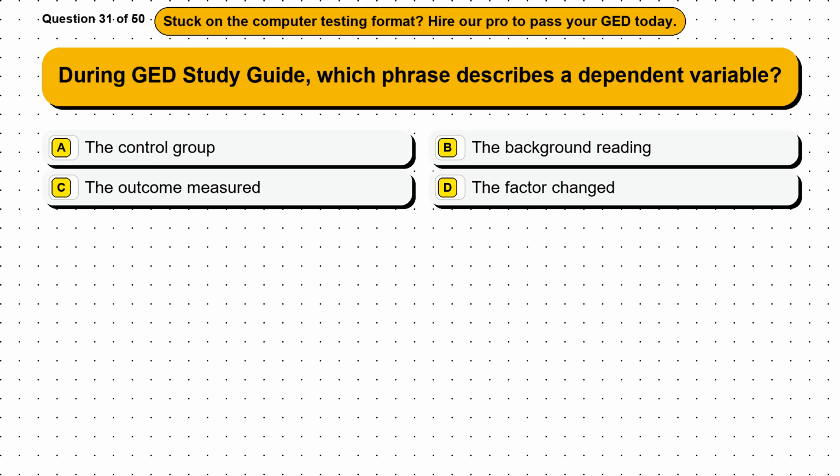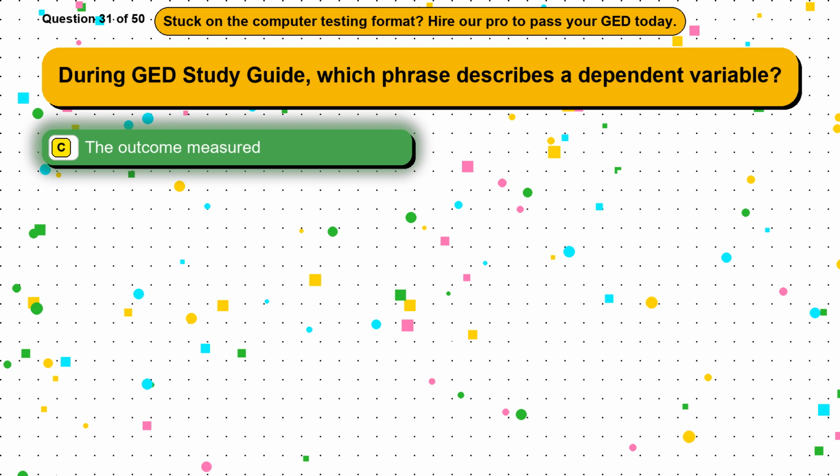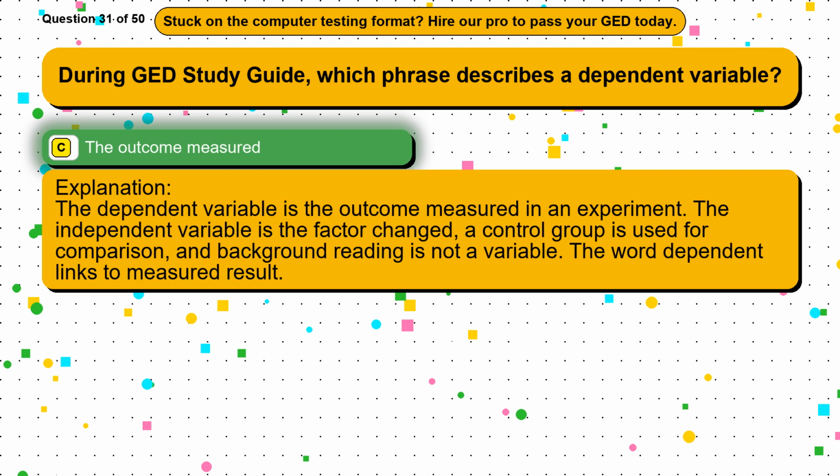Question 31. During GED Study Guide, which phrase describes a dependent variable? Option A, the control group. Option B, the background reading. Option C, the outcome measured. Option D, the factor changed. The correct answer is option C, the outcome measured. The dependent variable is the outcome measured in an experiment. The independent variable is the factor changed. A control group is used for comparison, and background reading is not a variable. The word dependent links to measured result.